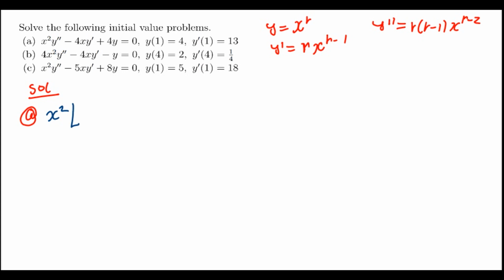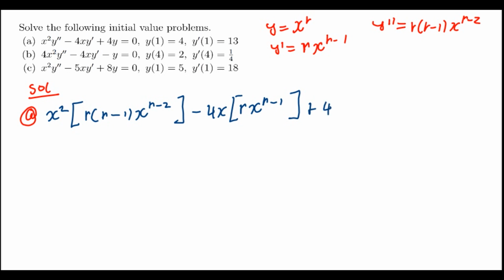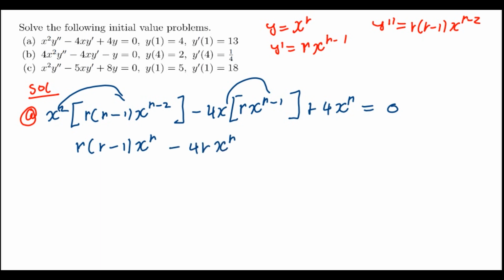So that would be x squared here, then I'll put these brackets. Where I have y prime prime, I'm going to put r times r minus 1 times x to the power r minus 2, then minus 4x. I put the brackets there, which is then my y prime, which is r x to the power r minus 1, plus 4 times y, which is x to the power r, is equal to 0. Now it's just a matter of distributing this x squared inside and that x inside there. So this would be r, open bracket, r minus 1, then x to the power r, minus 4r x to the power r plus 4x to the power r is equal to 0.